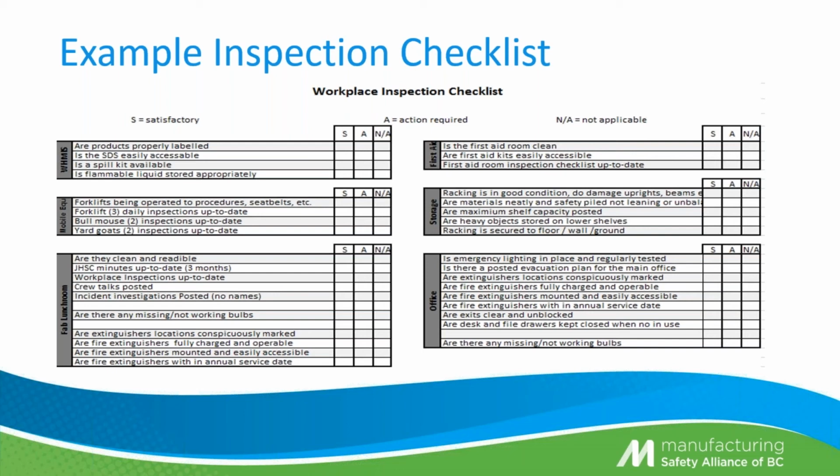I got something here on forklifts because this company that I developed it for had a lot of forklifts. So, the second one, forklifts, 3 daily inspections up to date. They would go around and check to make sure that all 3 were done. If all 3 were done, they would get the check mark. If 2 out of 3 were done, they would not get the check mark at that time. Then here we have a lunchroom, first aid room, storage rack, and an office.